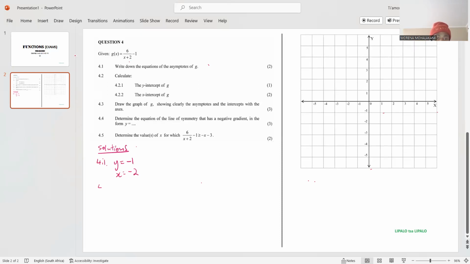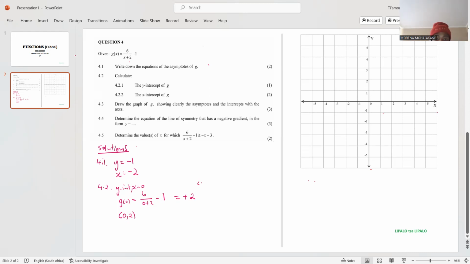And then the second question, calculate the y-intercept. Okay, y-intercept, x equals 0. So I have g at 0 equal to 6 over 0 plus 2 minus 1. This gives you a positive 2. So the y-intercept is (0, 2).